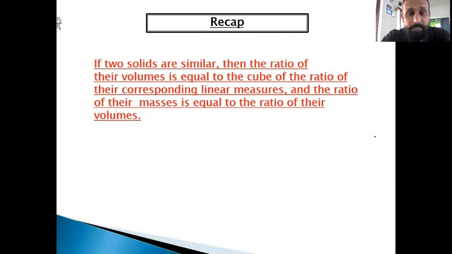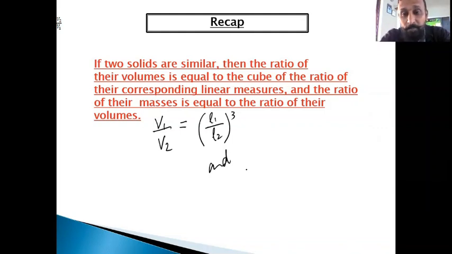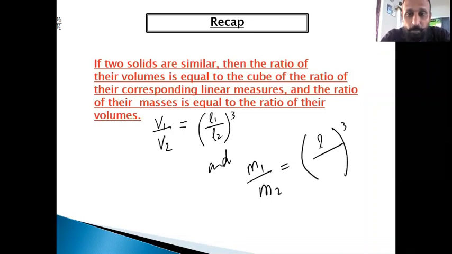If I try to write this all in a formula, we have learned this: the ratio of the volumes equals the cube of the ratio of their corresponding lengths. Likewise, we have also learned about the same formula in terms of masses. The ratio of their masses, m1 upon m2, equals the cube of the ratio of their corresponding lengths.